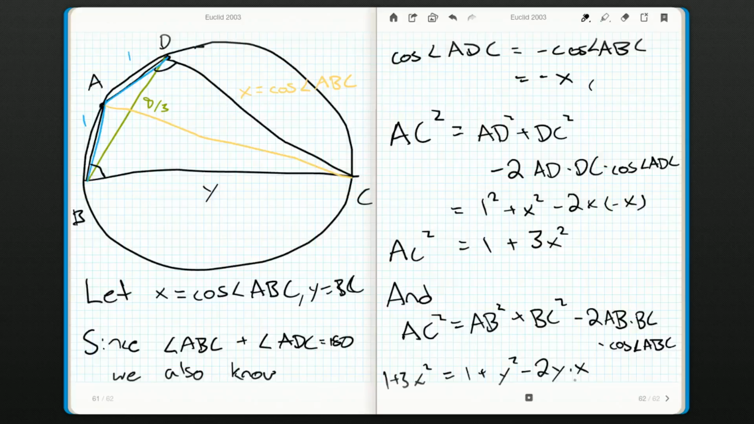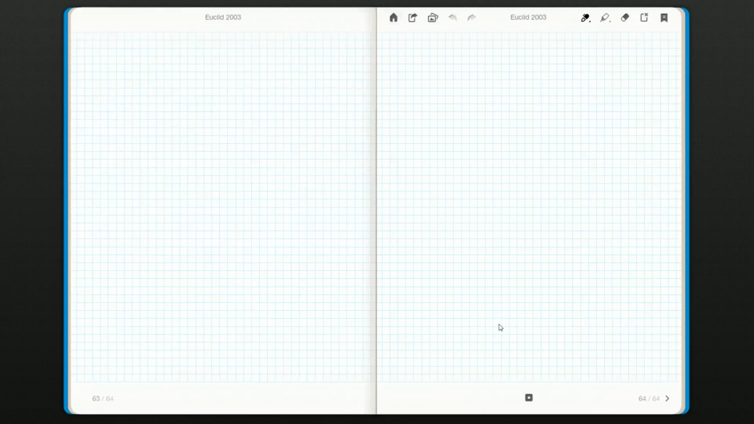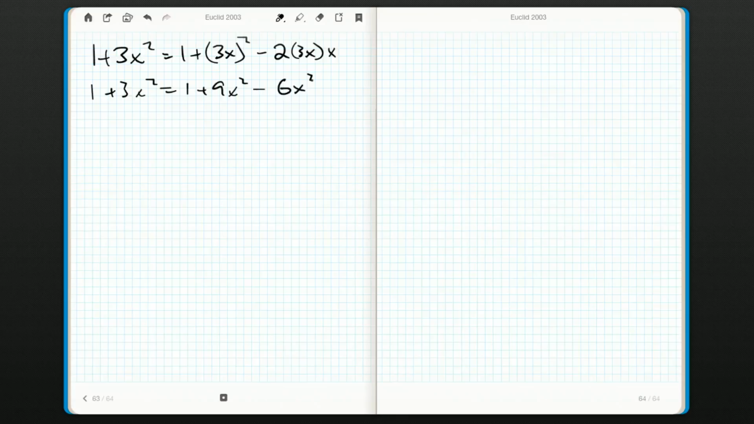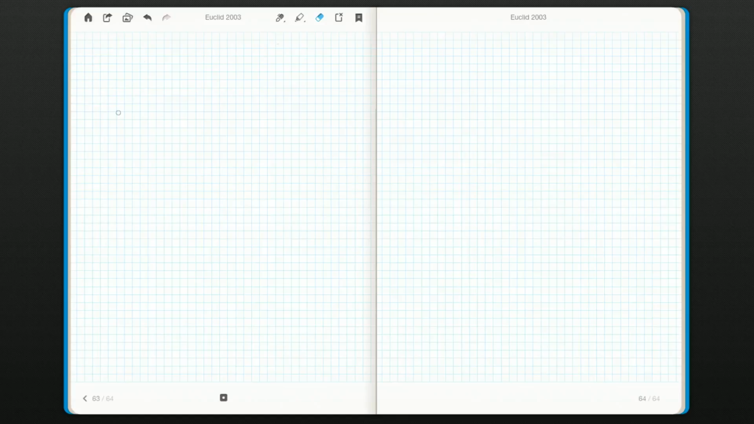It would be great if y should be 3x. It should be, I think. Does 3x work in this equation? Because if y is 3x, then I immediately know that we've got a right angle at D. So (1 + 3x)² is 1 plus 9x² minus 6x², and that would do it. That would solve it. So we're on the right track. We've got the right setup.